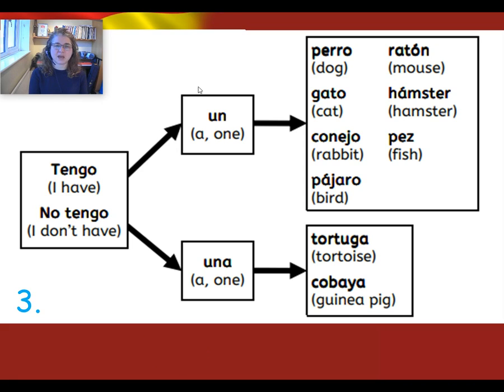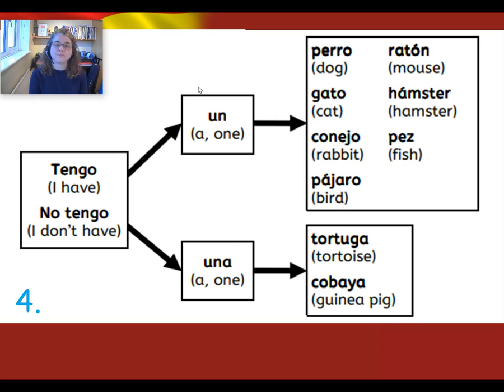Number three, how do you say, I don't have a fish? I don't have a fish. Can you write that one down? If you work that one out, it would be, no tengo un pez. No tengo un pez.